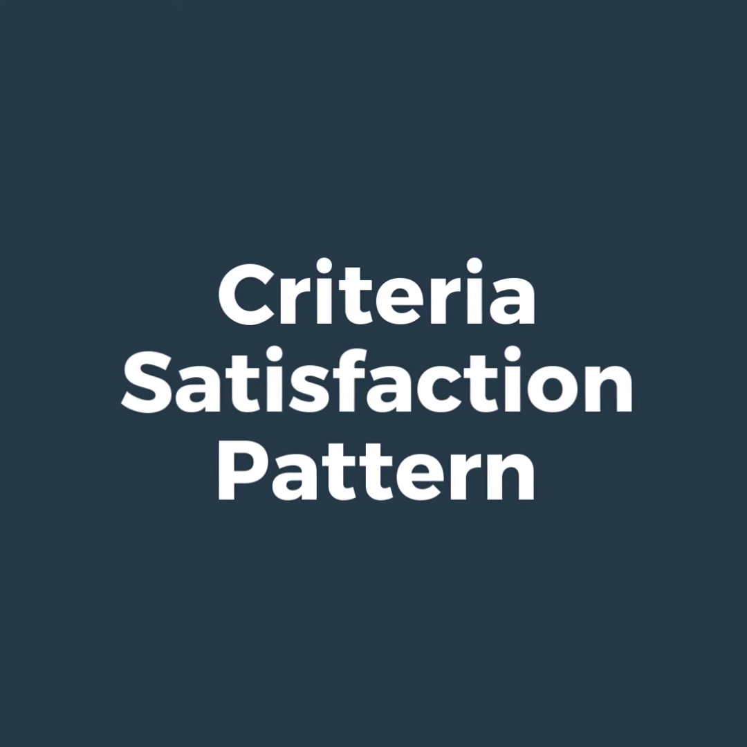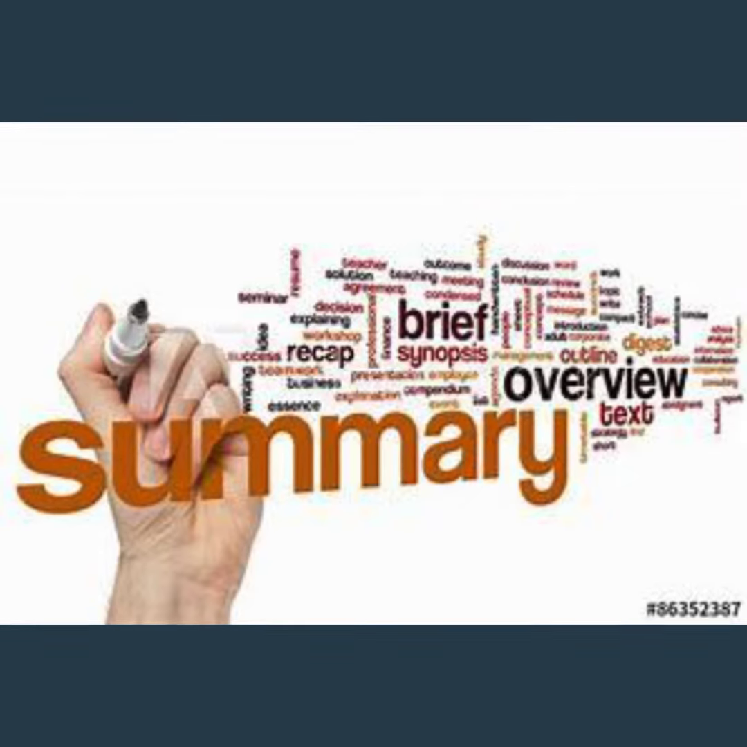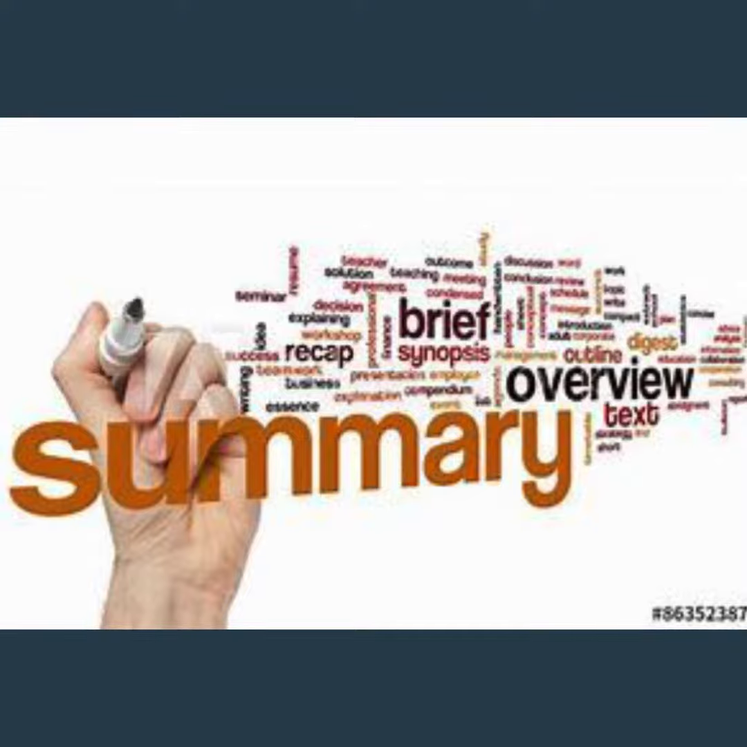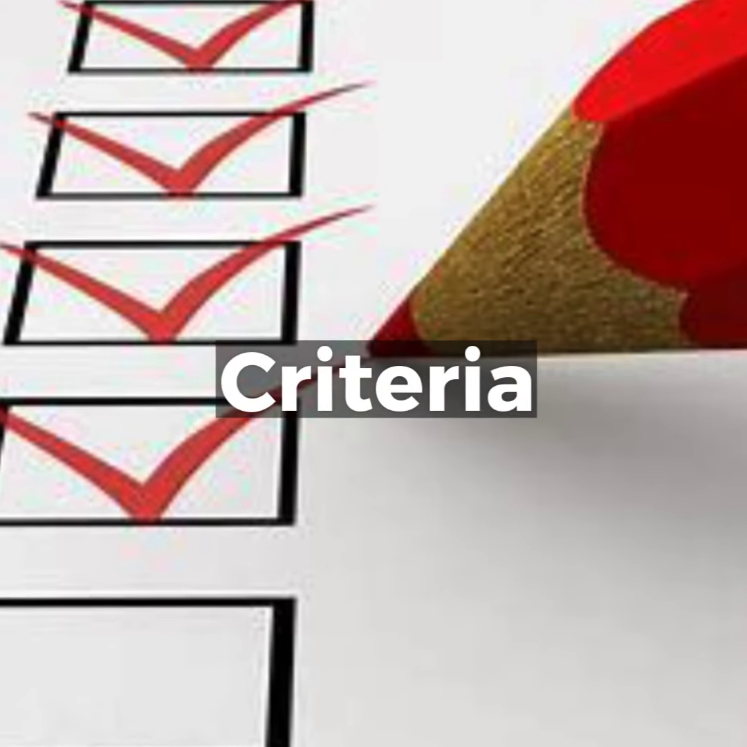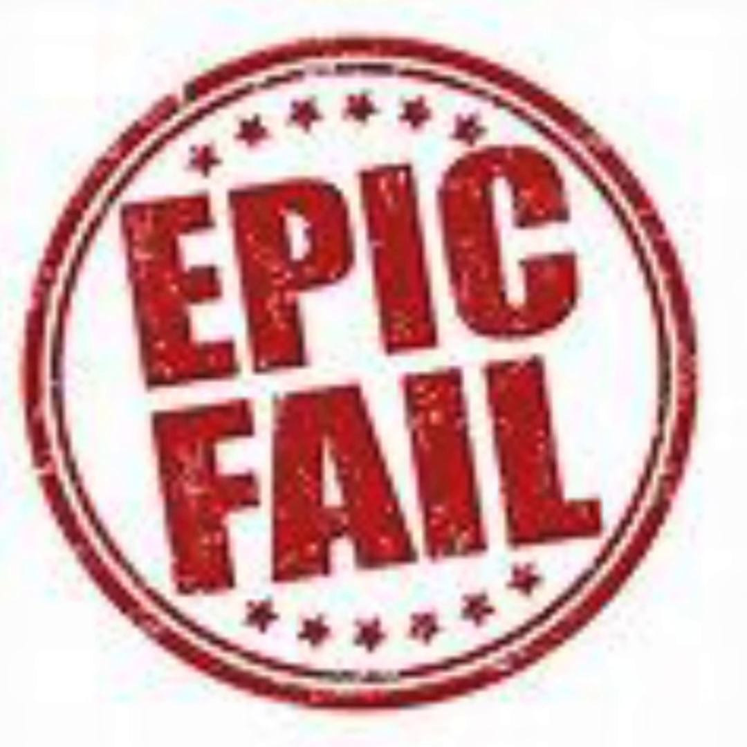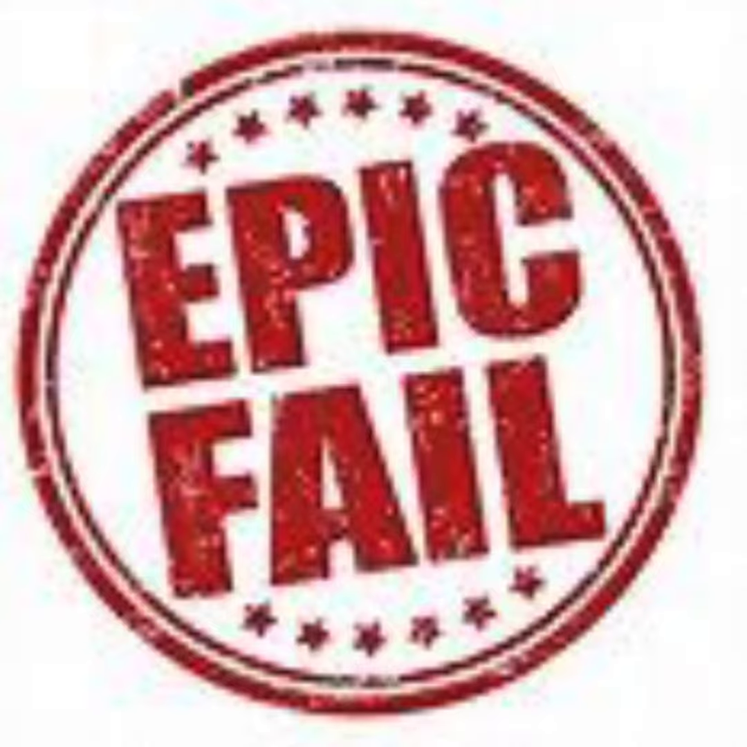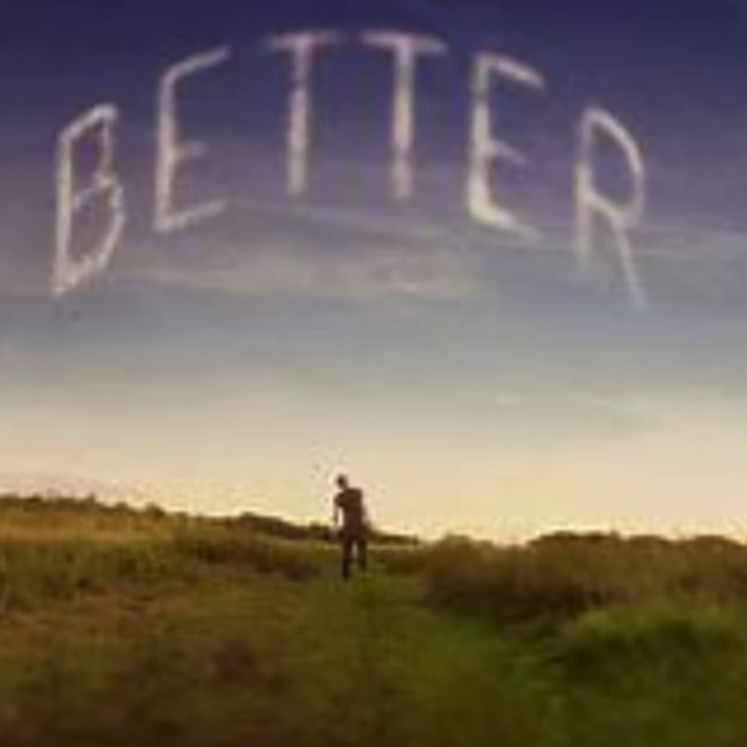The second option is the criteria satisfaction pattern of organization. Start by summarizing the problem that your product solves. Next, identify the criteria that a product solving this problem would have to meet. Then, either show that other companies don't offer a product to meet these needs, or compare their product to yours to show that yours meets the criteria better.